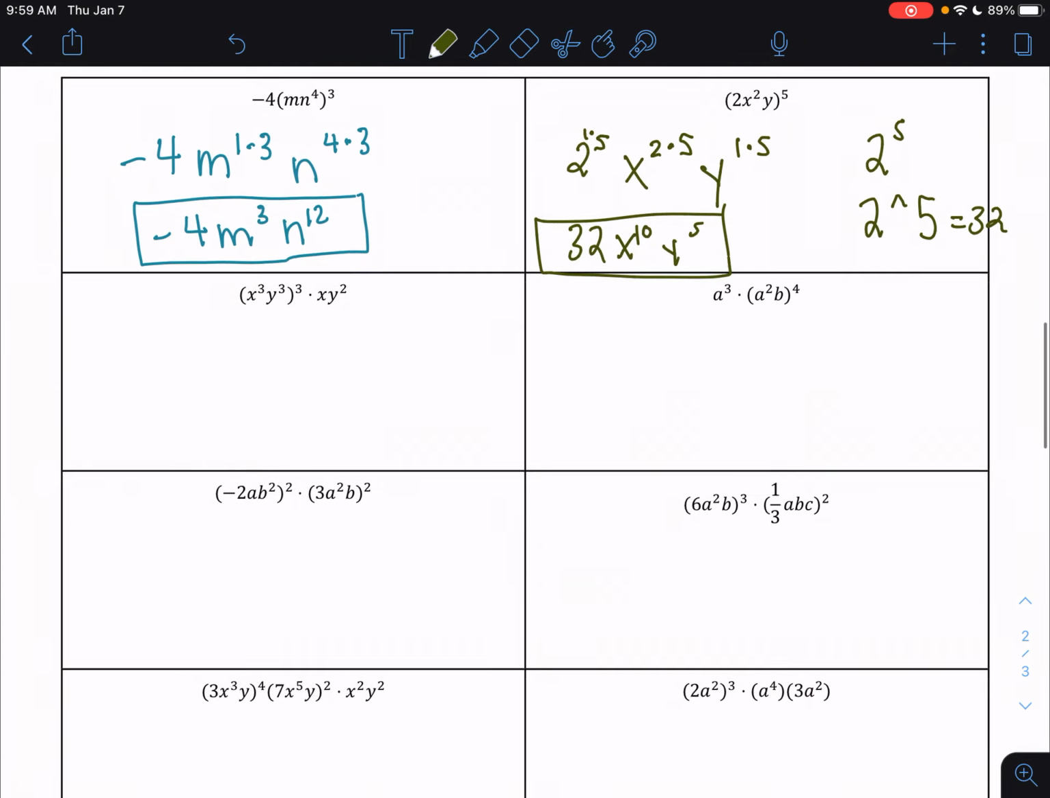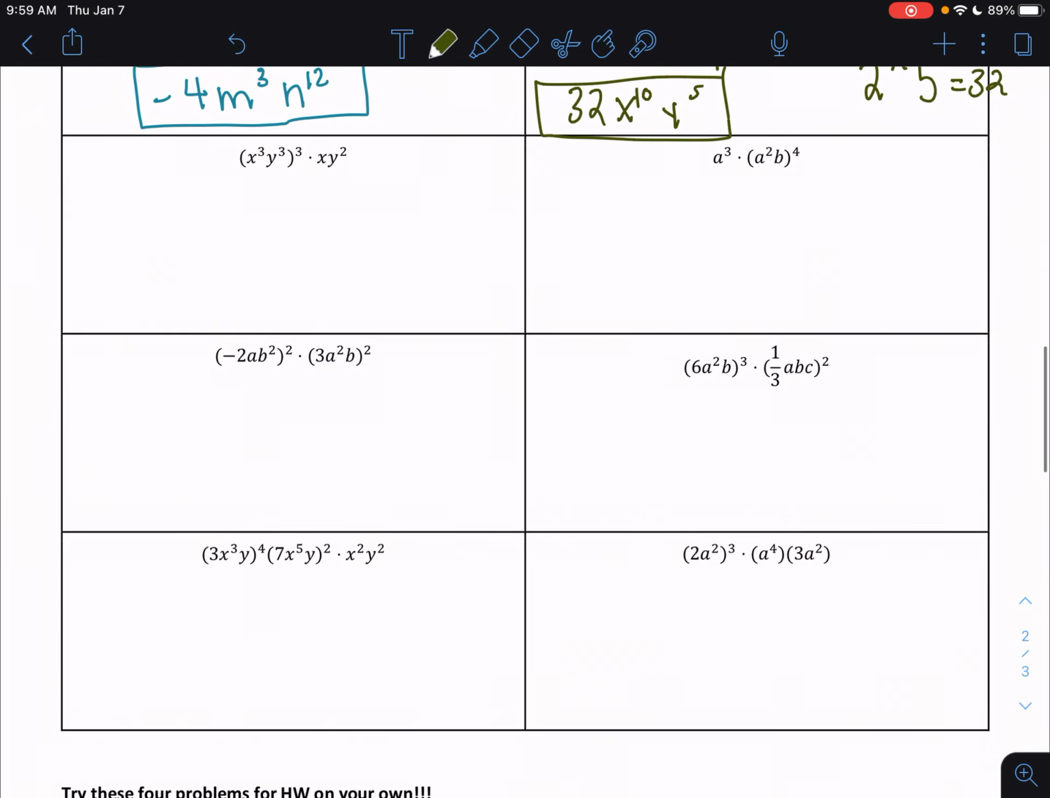All right, let's go on to these ones. Getting a little bit more difficult as we go on. Same process is still going to apply. So we have x to the third times 3, y to the third times 3. We're going to multiply that by x, y squared. So let's go ahead and simplify this line here. We'd have x to the 9th and y to the 9th times x to the first and y to the second.